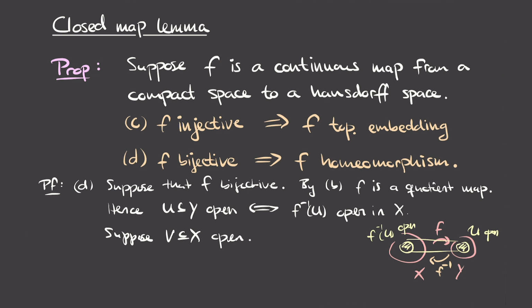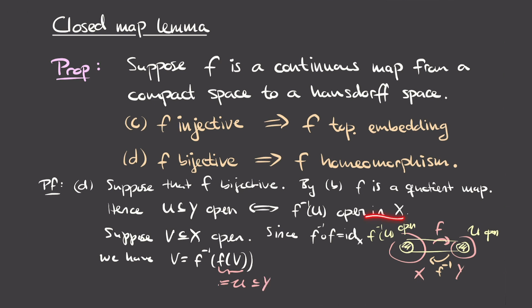Now, since f inverse is the inverse to f, we know that if we first do f and then f inverse, this is the same as the identity on X. So since f inverse after f is equal to the identity on X, we have that V is actually equal to f inverse of f of V. Okay, why is this useful? Well, this f of V here, this is just some subset U of Y.